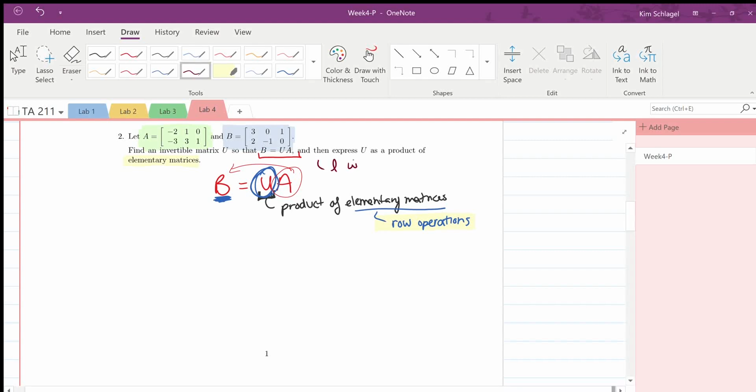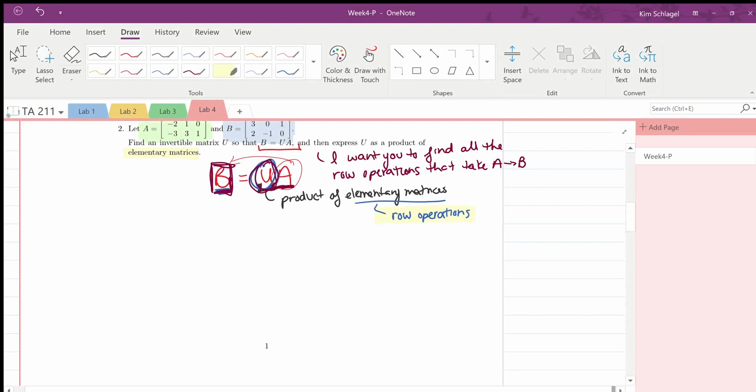So I want you to find all the row operations that take A to B. And why do we want to take A to B? Well, because we're doing the row operations on A and we want it to equal B. So we want the product of these row operations multiplied by A to give us B.